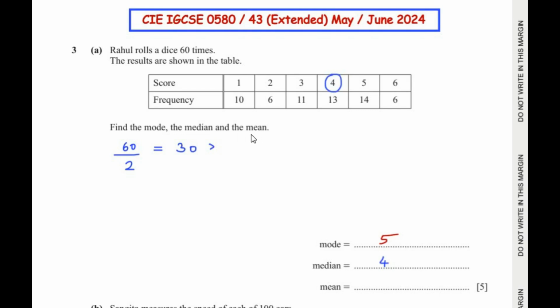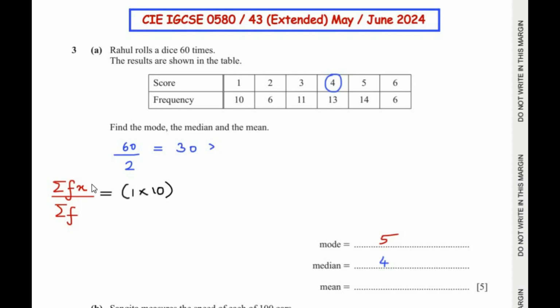Now let us try to find the mean. For the mean we have the formula: sum of f times x over sum of f. For the numerator we are going to multiply the score with the frequency. So let me show over here. We are going to take the first score which is 1. So 1 times its frequency, which is 10.